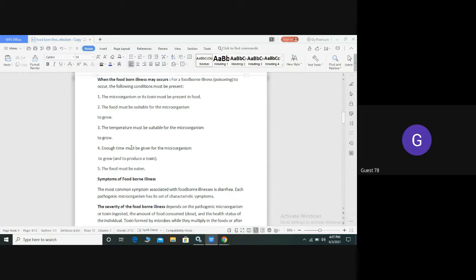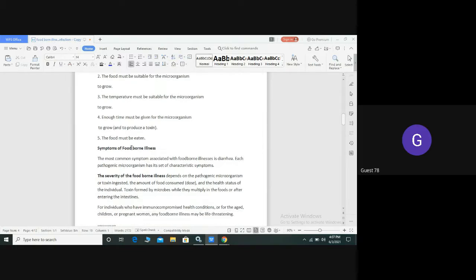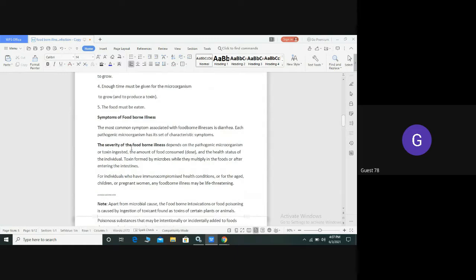The food must be eaten. It is the condition that intoxication leads when the food is ingested. Without ingested food, intoxication is not possible. Just holding it in hand, it is not possible. Ingestion is the condition. General symptoms of foodborne illness.